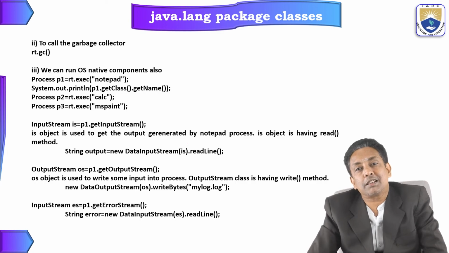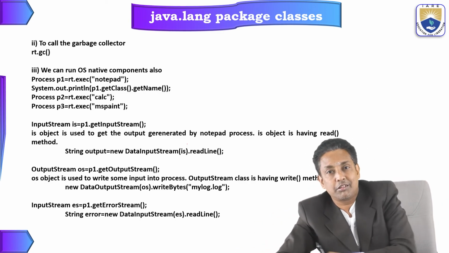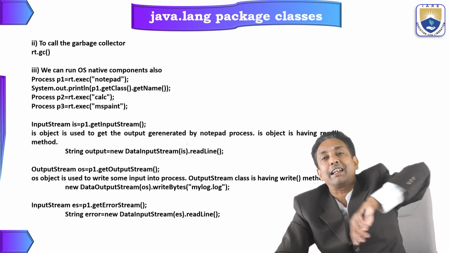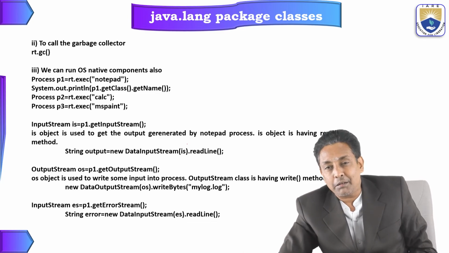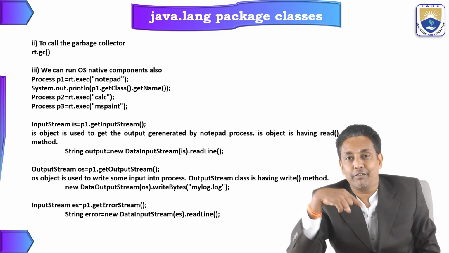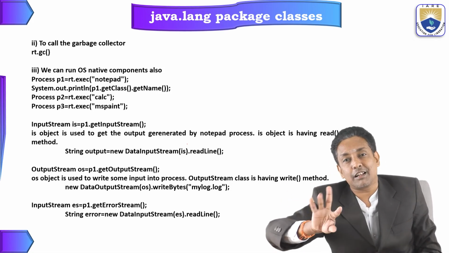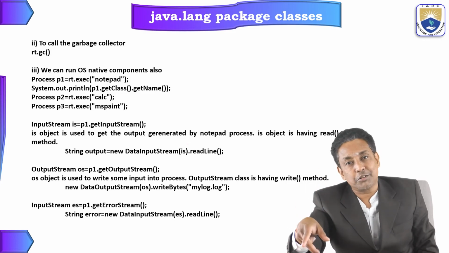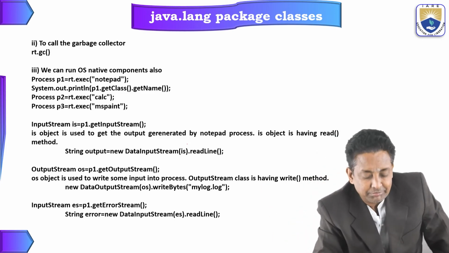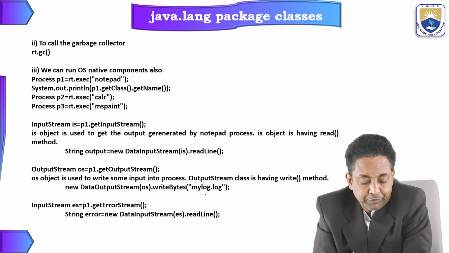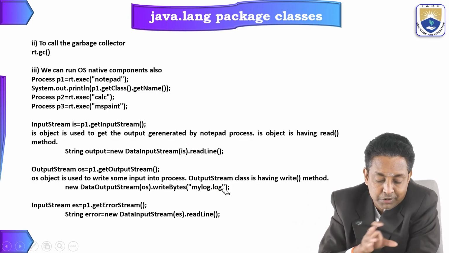Similarly, the DataOutputStream class has a method called writeBytes. You can pass a string. So writeBytes is one method, writeChars is one method. writeBytes writes only one byte per character, and writeChars writes 2 bytes for every character. And with writeBytes you can give some file name, and into the running program this output stream data will be written.